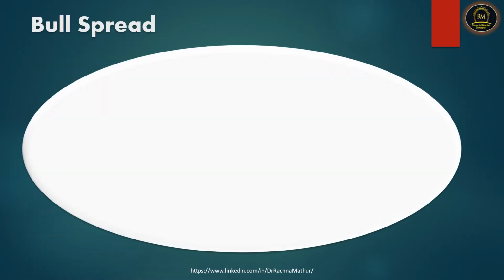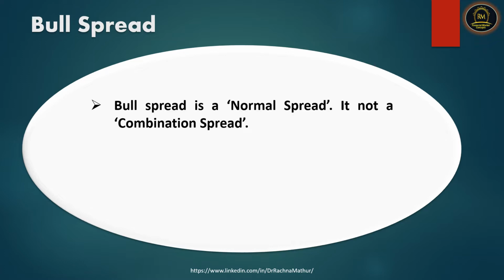The first 3 points which you have to remember before making bull spreads are: point number 1, bull spread is a normal spread. It is not a combination spread. What does it mean? It means that bull spread is created either by using call option or by using put option. It is not created by using the combination of both call and put for the same option strategy.